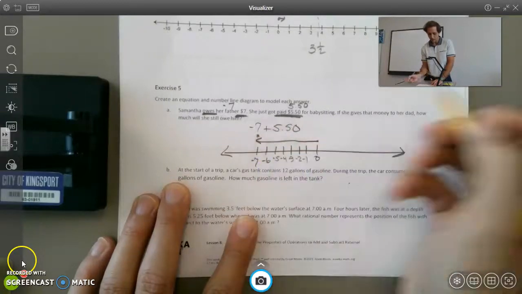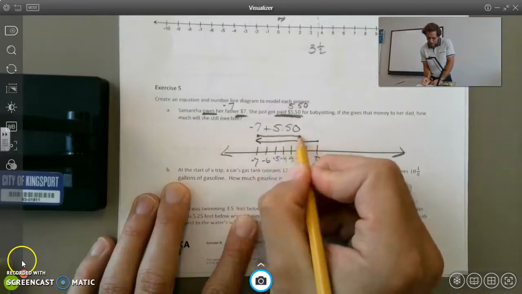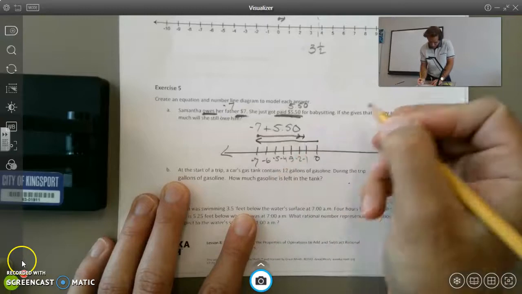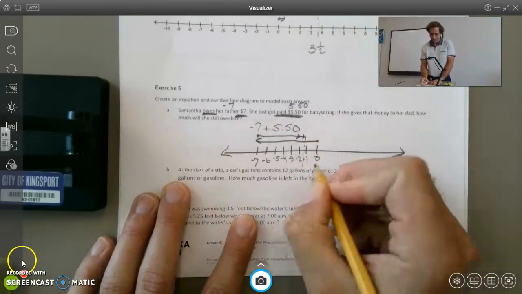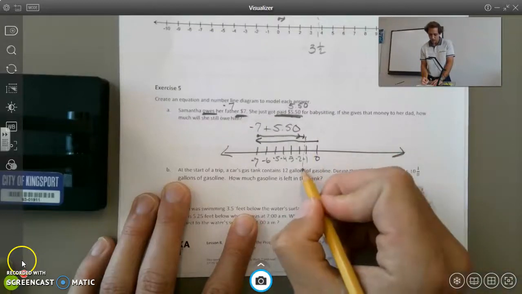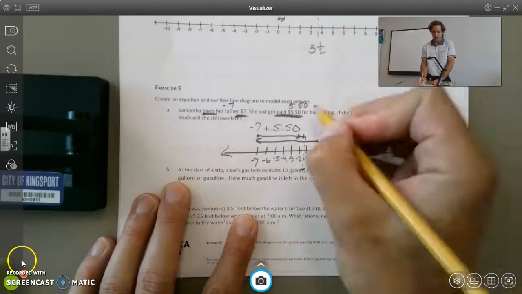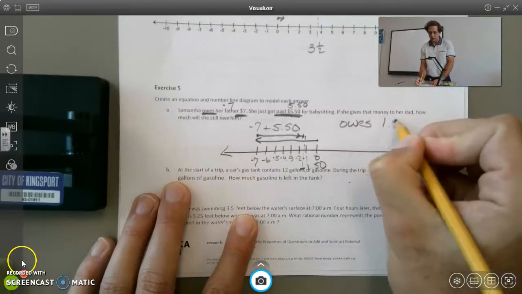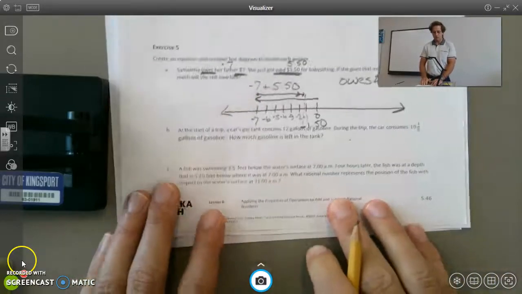Now I need to go 5 1/2 spaces back to the right. So if I go 5 spaces to the right, that gets me to negative 2. And then I need to go another half a space, and that's going to put me right in between negative 1 and negative 2, which means she's going to owe a negative 1.50, which if we were to convert that back to language, that means she owes $1.50. All right, let's go to the next one.